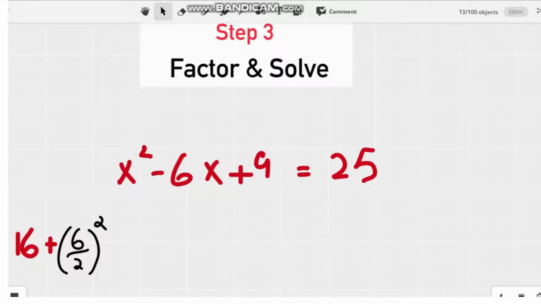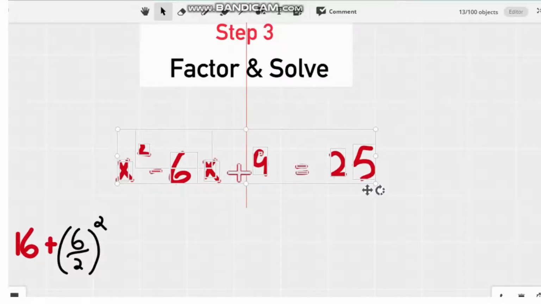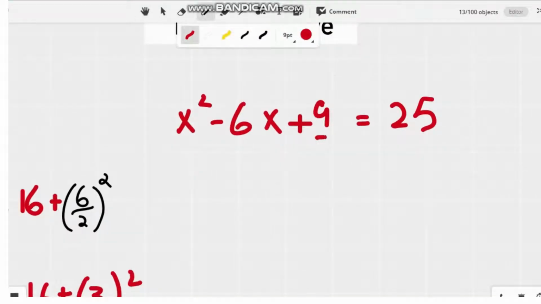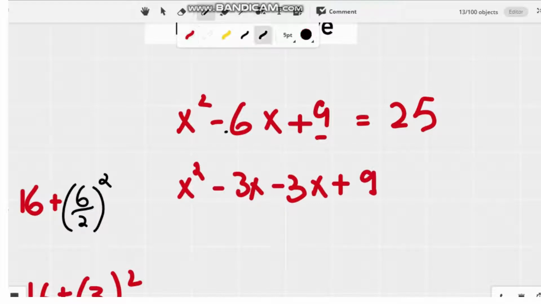Here, I have to factor now. So if you do the factor of 9, we need two numbers. When you multiply, that will give you 9. When you add or subtract, that will give you minus 6. So what we will do here: x square minus 3x plus 9. I did factor this part, equals 25.